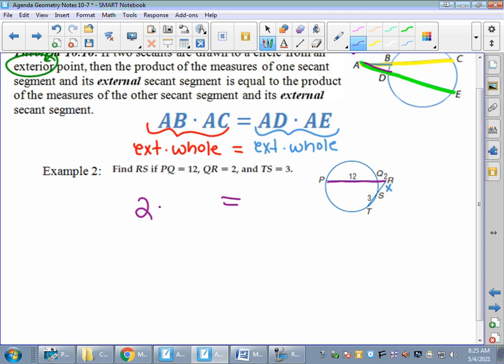Be careful on the whole. The whole thing from P to R has to be 14. So don't forget that sneaky little part. That's where you could get tripped up. So watch carefully on that one.